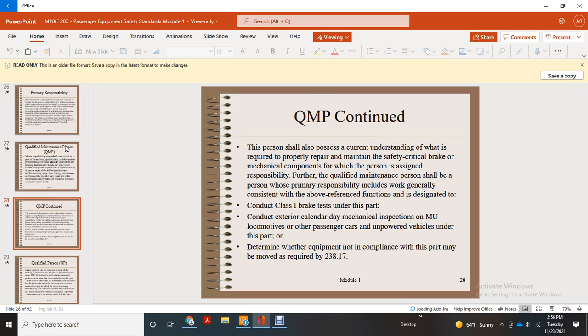The person shall also possess a current understanding of what is required to properly repair or maintain safety critical brake and mechanical components for which the person is assigned responsibility. Further, the qualified maintenance person shall be a person whose primary responsibility includes work generally consistent with the above referenced functions, designated to conduct Class 1 brake tests under this part, conduct exterior calendar day mechanical inspection of multiple unit locomotives, other passenger cars, and unpowered vehicles under this part, or determine whether the equipment is not in compliance with this part and may be moved as required by 238.17.